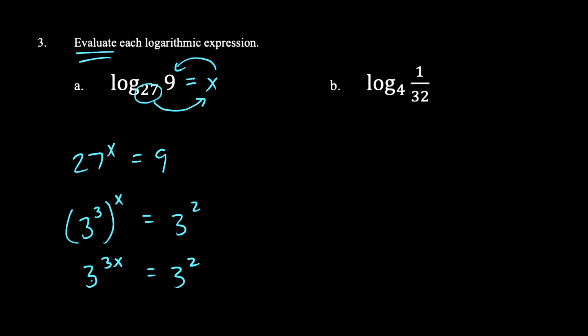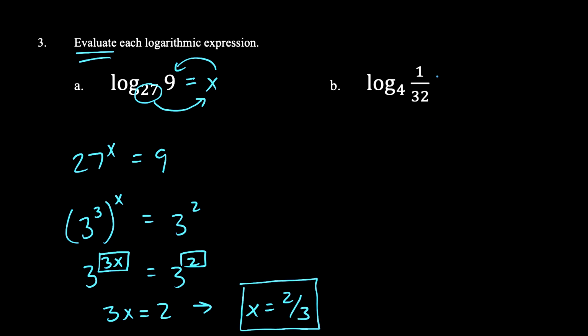Now that we have the bases matching up, that means we can set the exponents equal to each other. We're using a property here. Some people say they drop the bases. I like to say we're equating exponents is what we're really doing. So we're saying 3x equals 2, which means that x is going to equal 2/3.